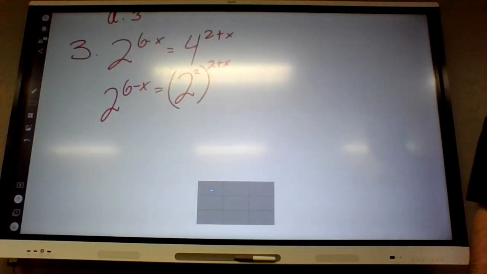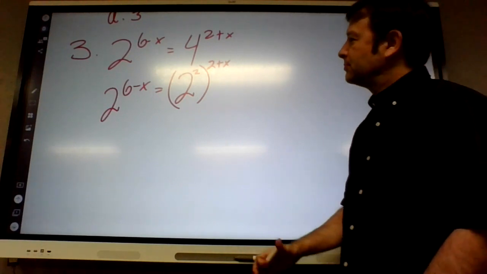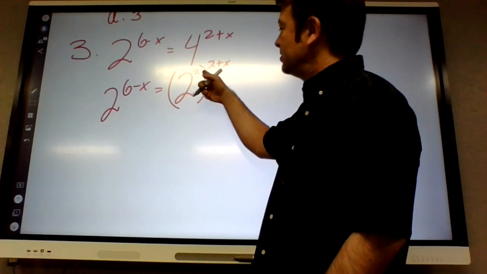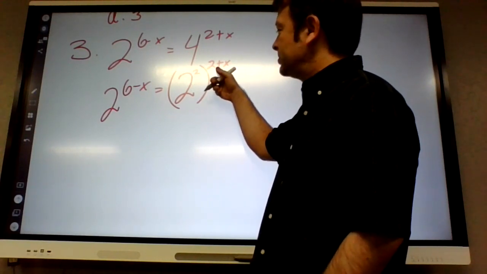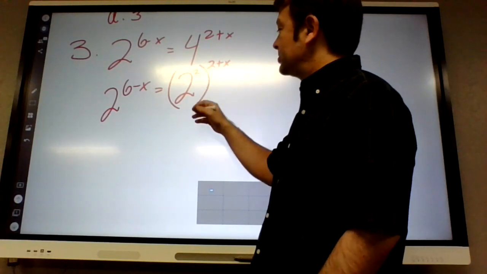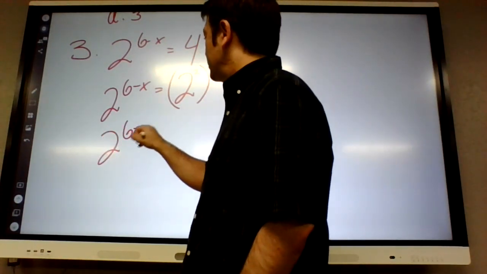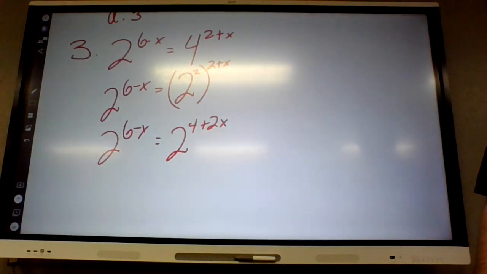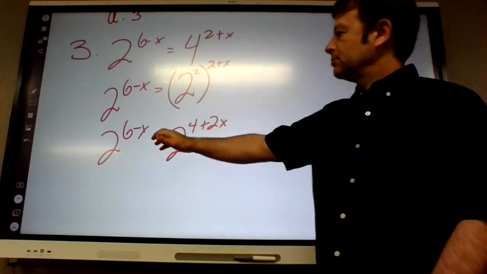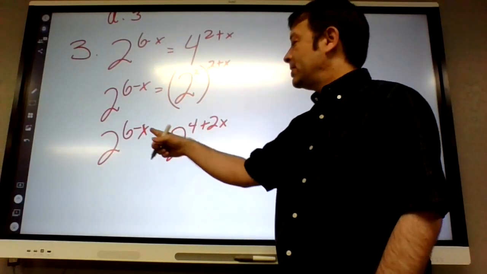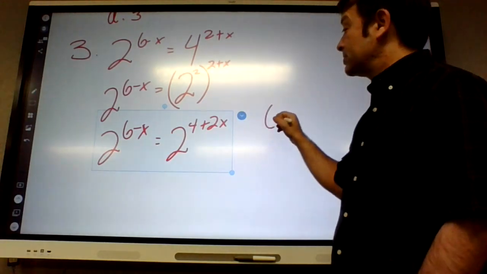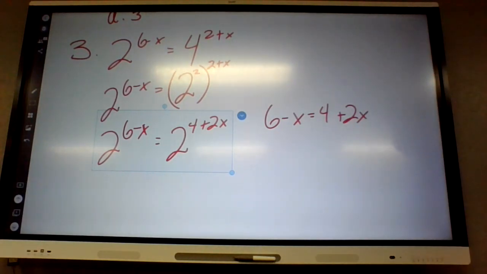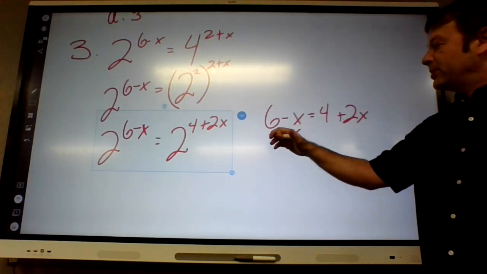Now what can we do? What do we do with these exponents? Distribute. Yeah, multiply. So that's like 4 plus 2x, if you multiply those both by 2. Now what? Yeah, if the bases are the same, to make these equal, the exponents need to be the same. 6 minus x equals 4 plus 2x. We're back to algebra 1.